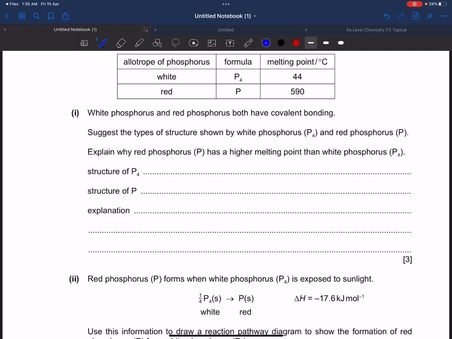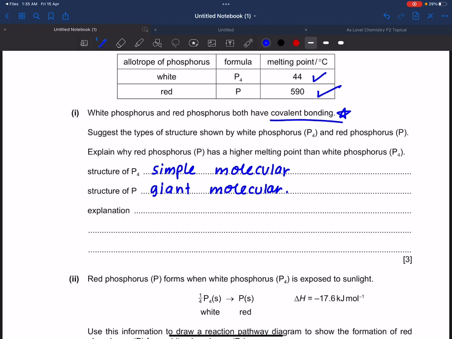It is very easy. Structure of P4, what does it tell from your melting point analysis? What is the structure of P4? Obviously it is simple molecular. You don't need to remember anything for it. Low melting point, they both have covalent bonding, you have to write simple molecular. High melting point, they have covalent bonding, means giant molecular structure. You don't have to write how I know that, I'm just saying how it is deduced: low melting point means simple molecular, high melting point means giant molecular. And remember, they both have covalent bonding. It's given in the question.